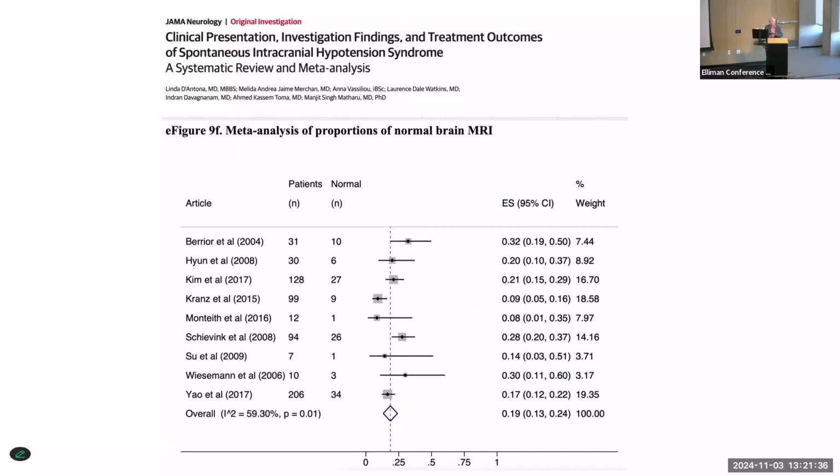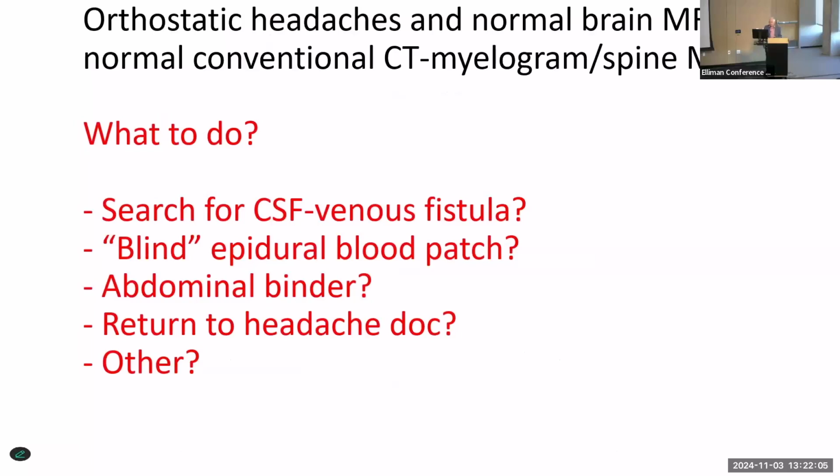Generally, when we talk about patients who have a leak and have a normal brain MRI, we say 20% of patients with leaks have a normal brain MRI. As you can see here in the report by Dr. Mataru, where he collected the existing literature at that time, that's about 20%. But these are all patients who have an abnormal spine MRI, right? So these are people who have extradural spinal fluid, but a normal brain MRI.